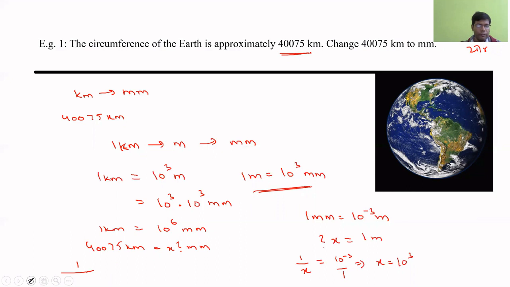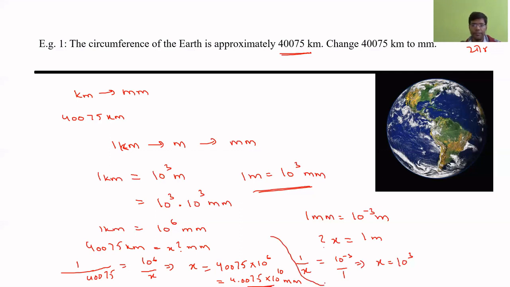This will be 1 by 40075 is equal to 10 power 6 by x. So if I find out x, this term goes here. This will be 40075 into 10 power 6, or 4.0075 into 10 power 10. What are the units? Millimeters. Okay, so this is my final answer.